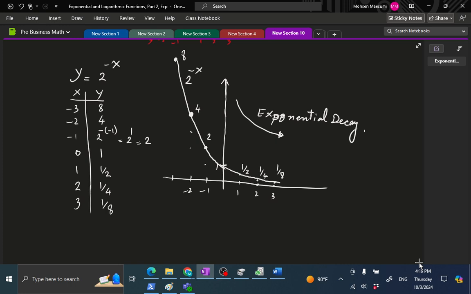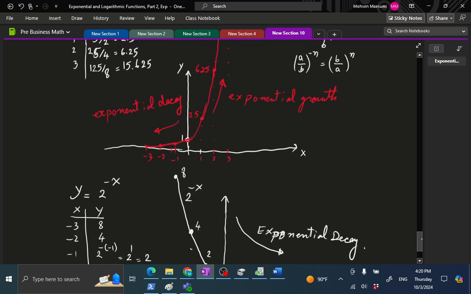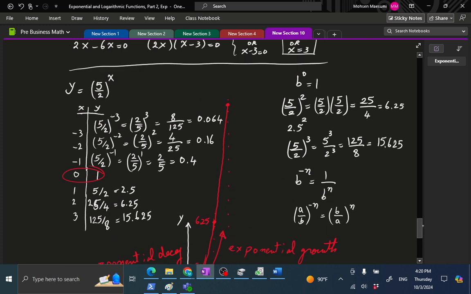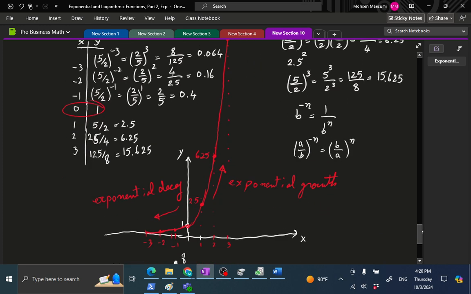Okay, so we learned how to handle exponential equations and some graphs with some variation on what happens at the base or at the exponent.